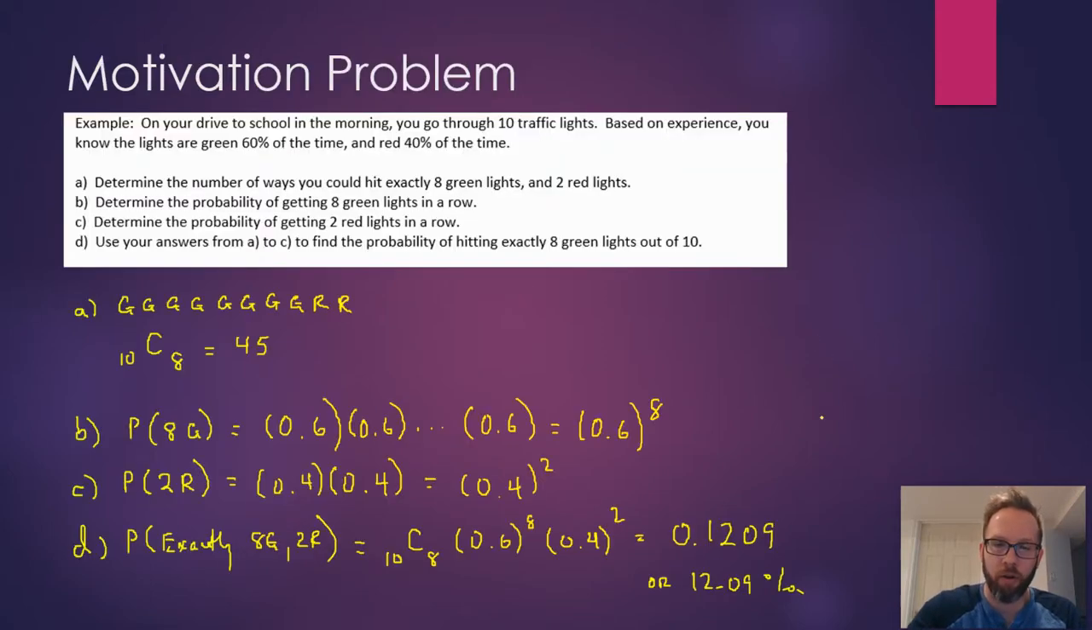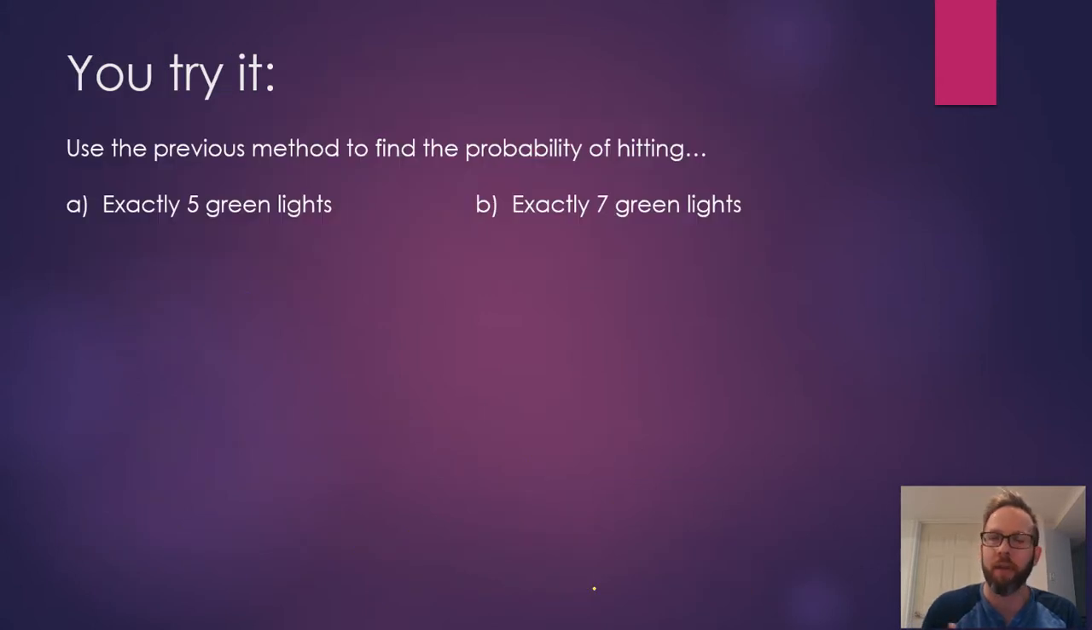If you'd like to do it just in one step, like so, that's okay too. But try this. We've done 8 green lights. What would the probability of getting 5 green lights be? Or 7 green lights be? So if you want to pause the video and try those, and unpause it when you're ready, or you can follow along with me right now.